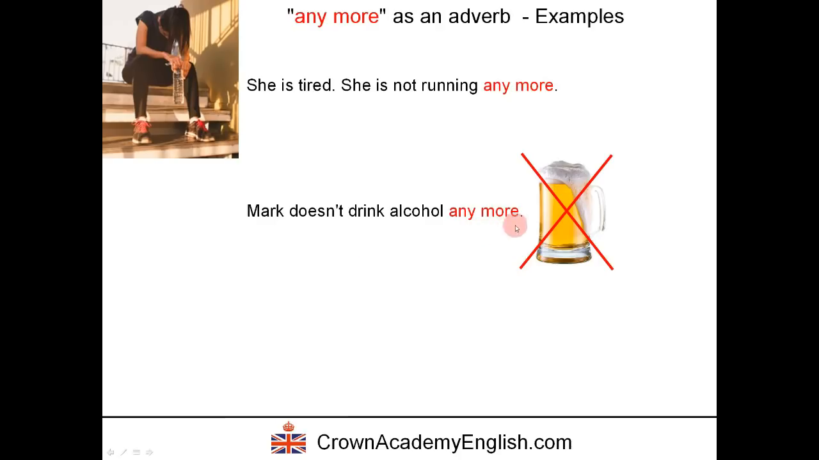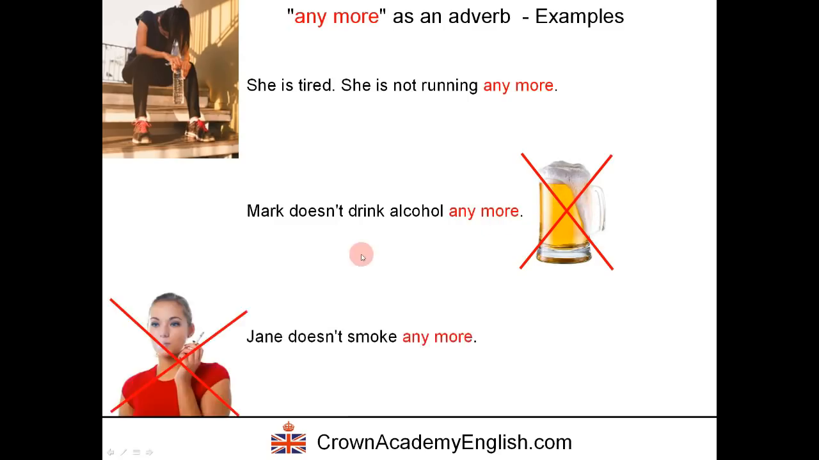Mark doesn't drink alcohol anymore. So here the adverb anymore is modifying the verb drink, and it's telling us that he no longer does this action. Mark doesn't drink alcohol anymore. And Jane doesn't smoke anymore. Okay? So anymore, the adverb, is modifying the verb smoke. So notice we often use it for when we stop a habit, when we stop a common regular action. Anymore. Very useful.